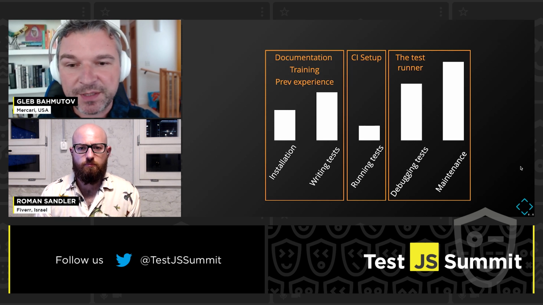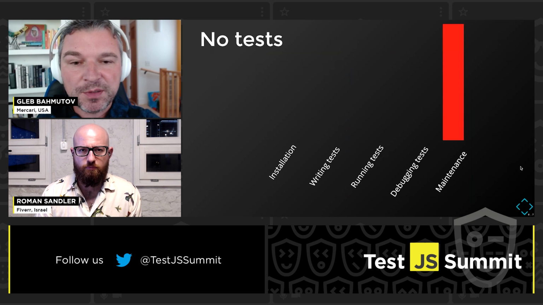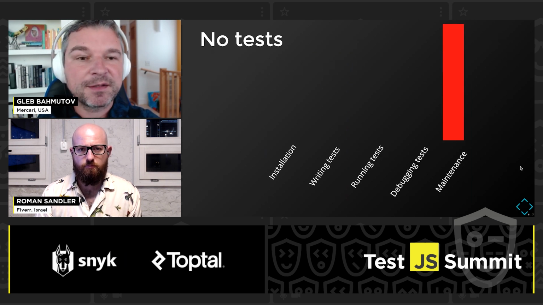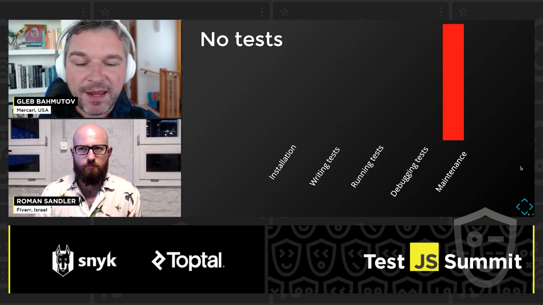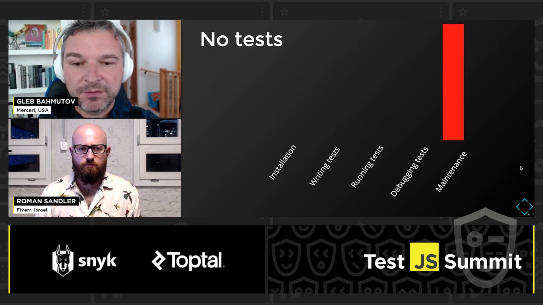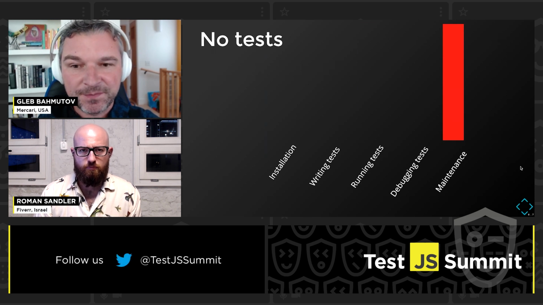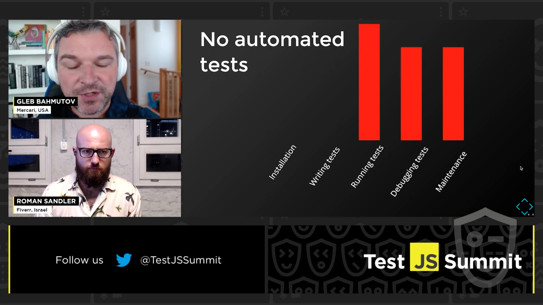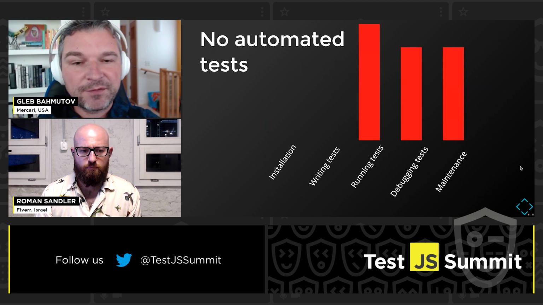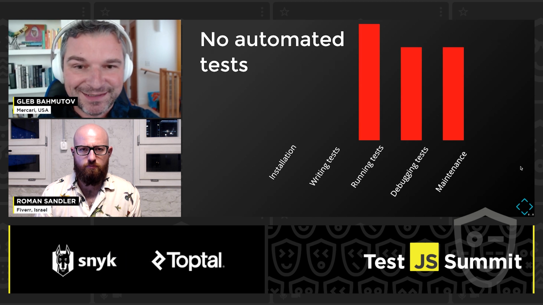So let me give you a couple of examples. If we use those effort bars, if you don't write any tests, you don't pay any premium on all 4 bars except for maintenance. In the long run, you'll have to maintain your code and it will be very painful. Now, if you have just manual tests, well, there is nothing to install, nothing to write, but then running tests manually becomes the dominant factor.